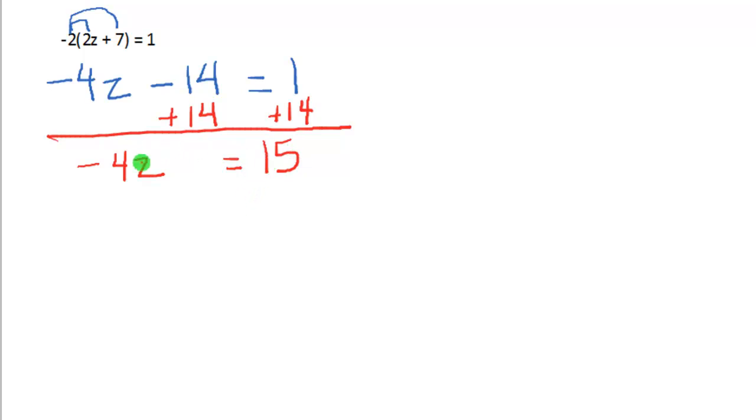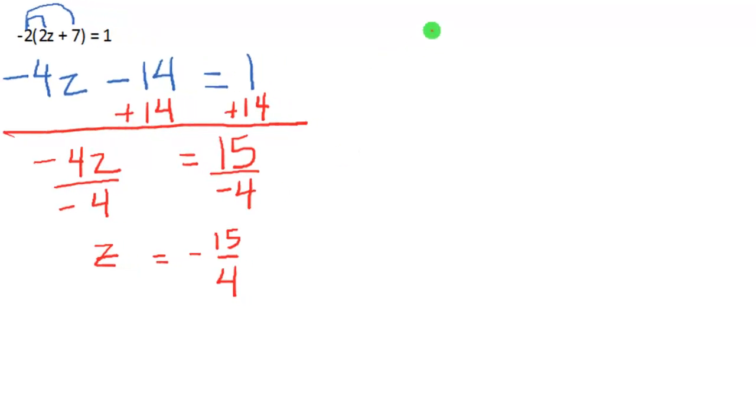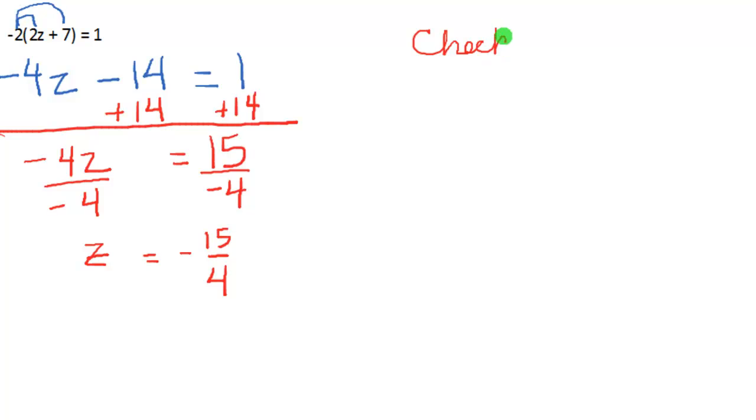And again, we're going to get rid of our coefficient of negative 4, so we're going to divide by negative 4 on both sides. And so on the left, the two negative 4s cancel to a 1z. And on the right, we have this negative 15/4. Remember, I told you to put the negative sign in front of the fraction rather than leaving it in the denominator. Okay, we're going to check. Again, this may not be the most fun thing to do with these fractions, but we got to do it.